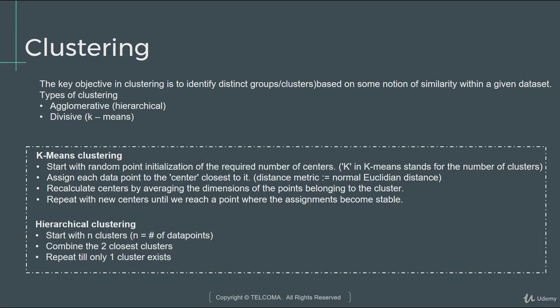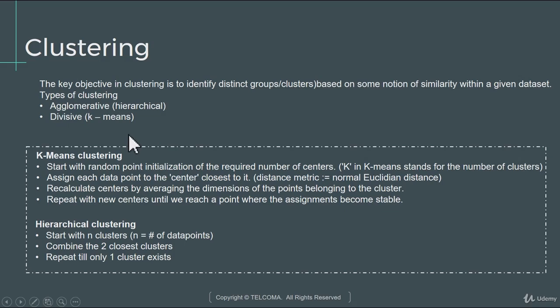Clustering is a technique whose key objective is to identify distinct groups, also called clusters, based on some notion of similarity within a given data set. There are different types of clustering. We have agglomerative clustering, which is hierarchical clustering, and then we also have divisive clustering. The most popular algorithm under this technique would be K-means.